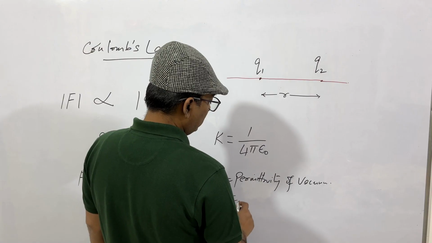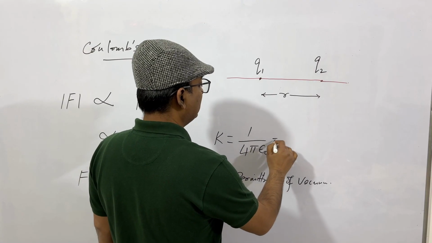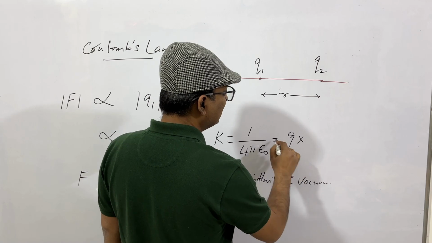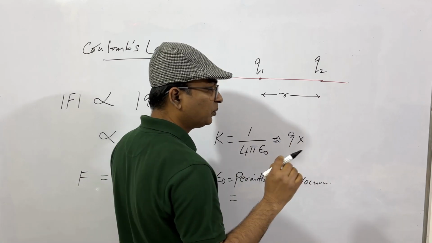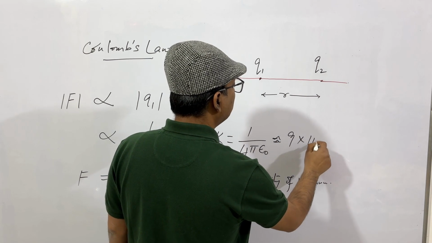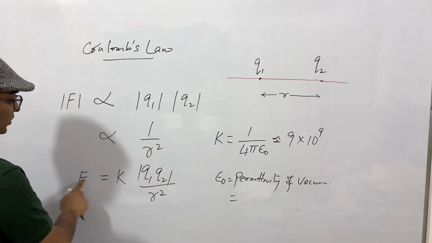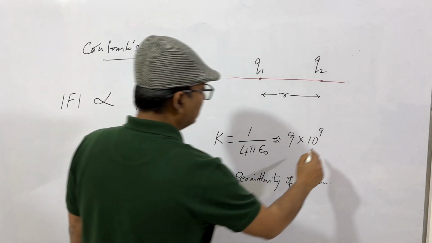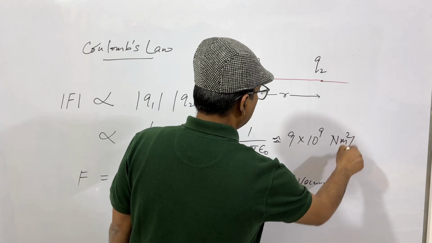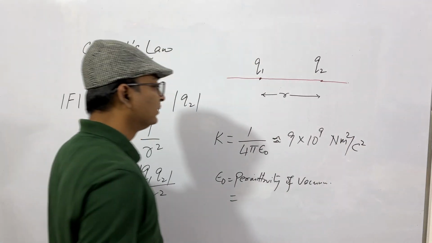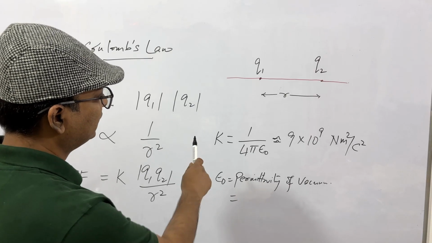It comes to a certain value. Let me give this value, K equal to 1 by 4 pi epsilon 0. This is almost equal to 8.987, so almost equal to 9 into 10 to the power 9. What will be the unit? This into this, so this is Newton, this is meter square. So Newton meter square by Q1 Q2, Coulomb square. Okay, so this is the value of K.